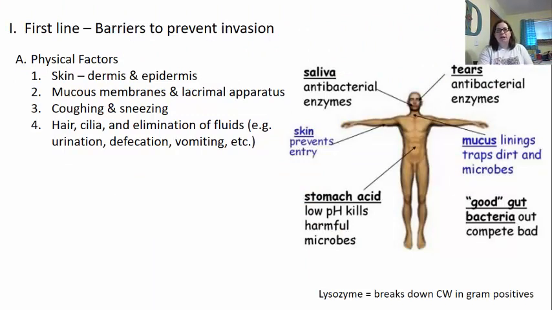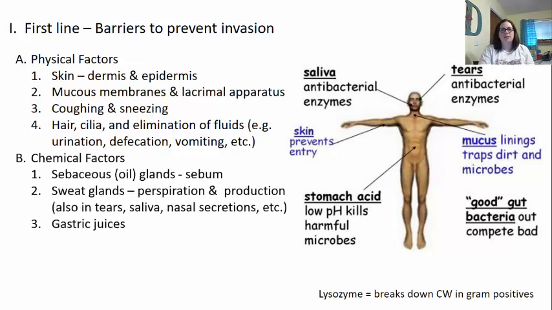You have some physical barriers, which include the skin. This is the dermis and epidermis, the layers of the skin. You also have the mucous membranes, as well as the lacrimal apparatus, which is your tears. Coughing and sneezing also allow you to get rid of potential pathogens. Hair, cilia, and the elimination of fluids through urination, defecation, and vomiting can also help you get rid of things.